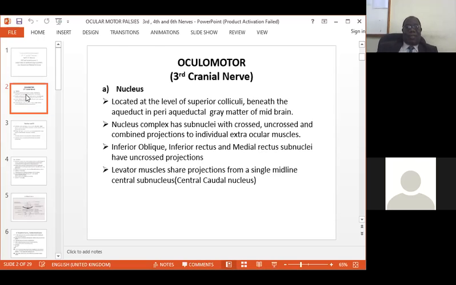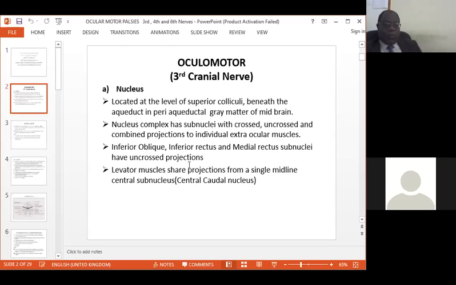What does that mean? Okay, so it's a 3rd nucleus, but there are also smaller ones which make up the whole lot of the 3rd nucleus. So you've got what we're calling the subnuclei. Inferior oblique muscle, inferior rectus, and medial rectus subnuclei have uncrossed projections.